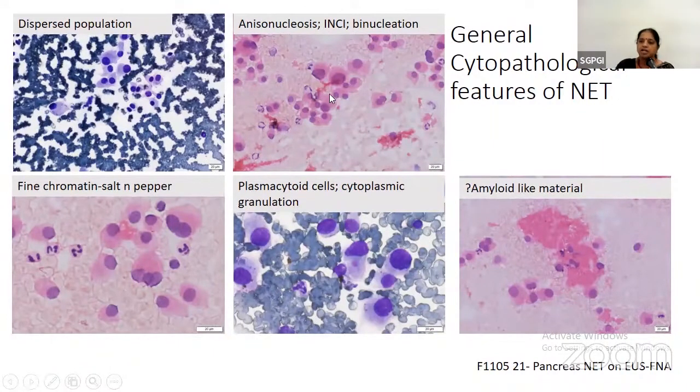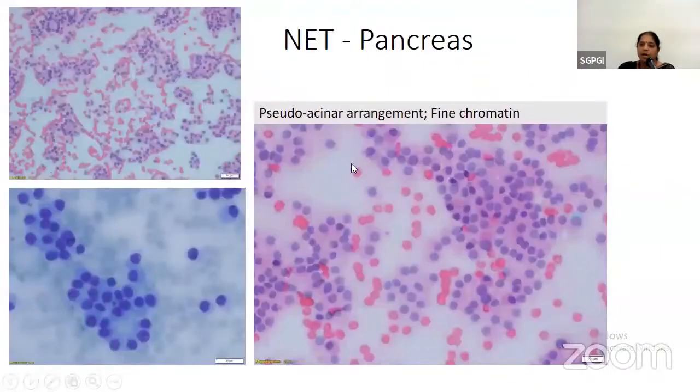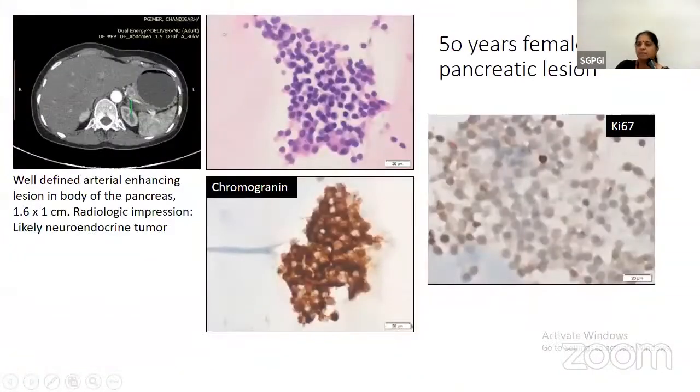Dispersed population, anisonucleosis, some binucleation, salt and pepper chromatin, plasmacytoid cells, granulation. Sometimes you can also find amyloid-like material. You can also have very cellular aspirates, nice loose aggregates forming pseudorosette patterns, of course with fine chromatin. Just like in histopathology you have organoid patterns, festoons, trabeculae, etc., you have very well-defined cytopathological features of NET, so you can diagnose with a great degree of accuracy.